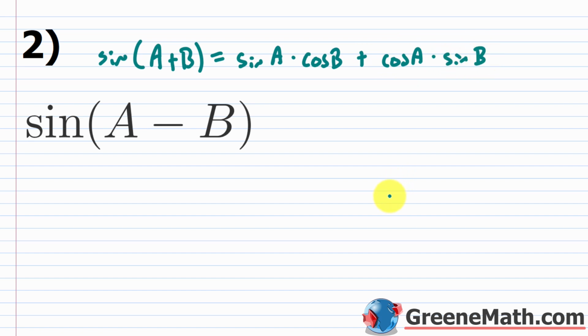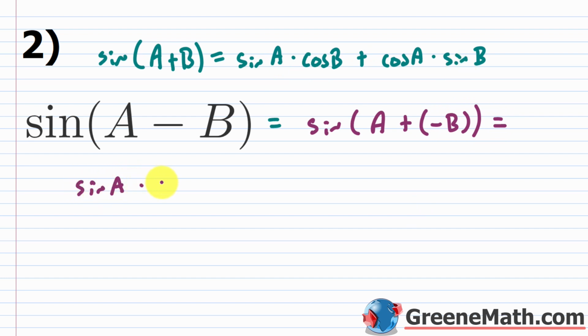Now, what I would do here is just write this in such a way that I can use this guy, and then we can use our negative angle identities to get the full formula. So I'll go ahead and say that this is the sine of A plus negative B, like this. And so just using this formula here, we'll say this is the sine of A times the cosine of negative B, and then we have plus our cosine of A times our sine of negative B.